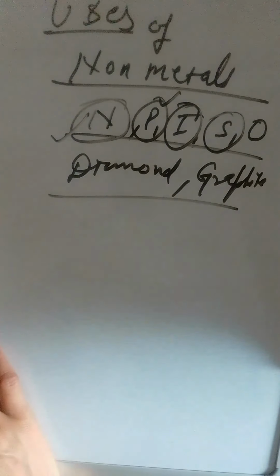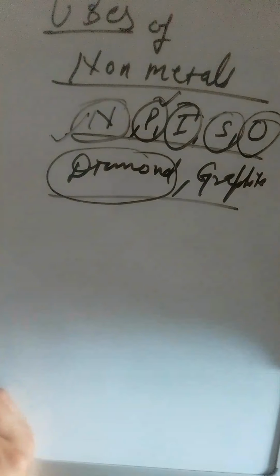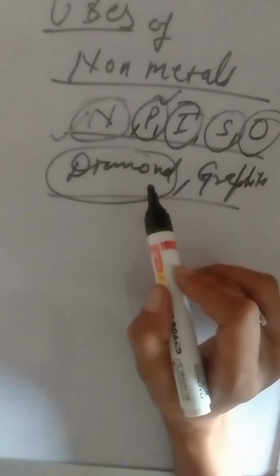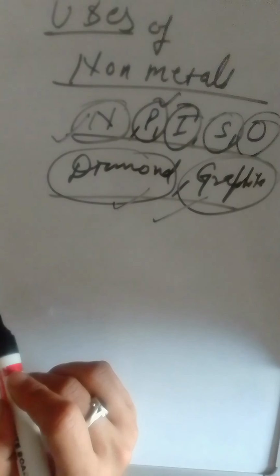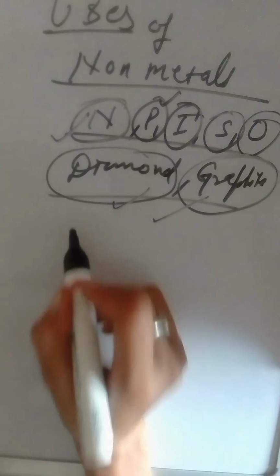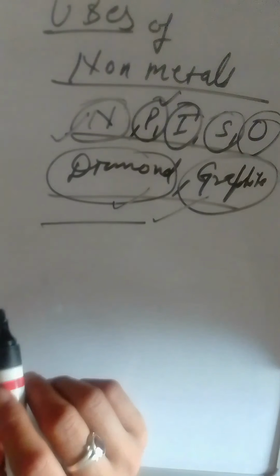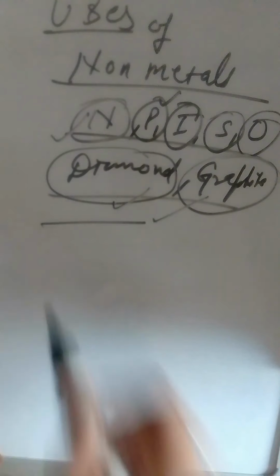Sulfur is used for making crackers, gunpowders, and different types of acids. And oxygen is very essential for living organisms, right? Next one is diamond. Diamond is very hard and it is a form of carbon. It is used for making jewelry and also cutting and grinding tools. Last one is graphite. Graphite is also a form of carbon and it is used for making batteries and pencils, right? So this is all about the uses of metals and non-metals. Okay then, thank you.